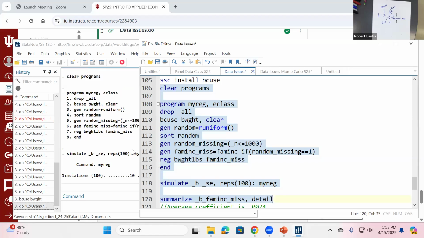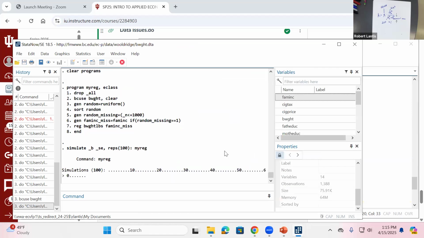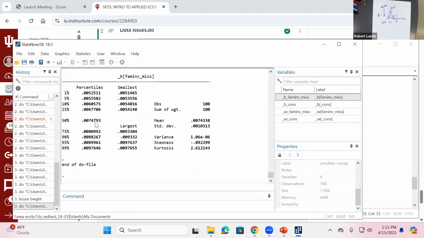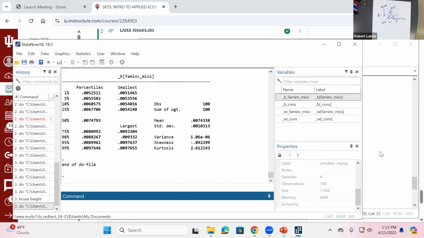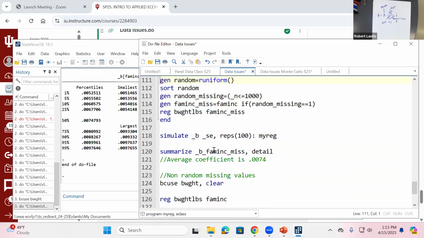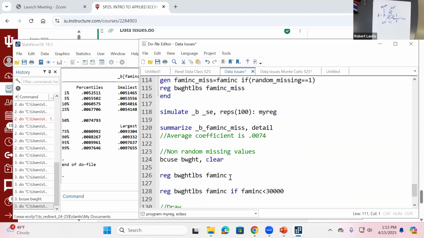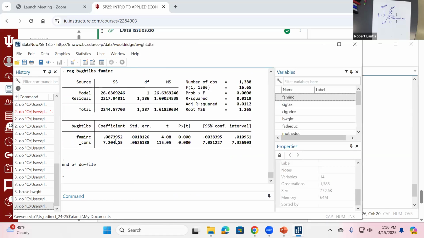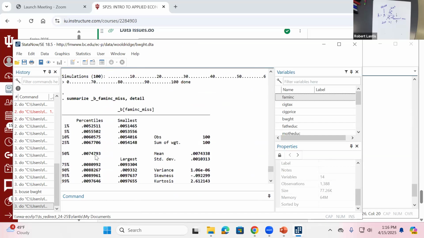So run this regression. It takes a little bit of time, so we're waiting. This one's taking a little bit longer. There we go. I'm getting a coefficient estimate of 0.007. If I were to just run that regression without any of them missing, on the original data set, here it is, 0.0074. Notice if it's randomly missing data, what coefficient do I find? Basically the same thing.